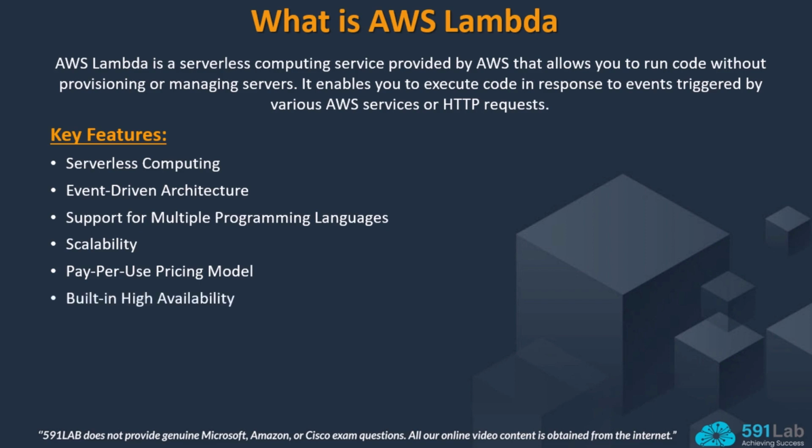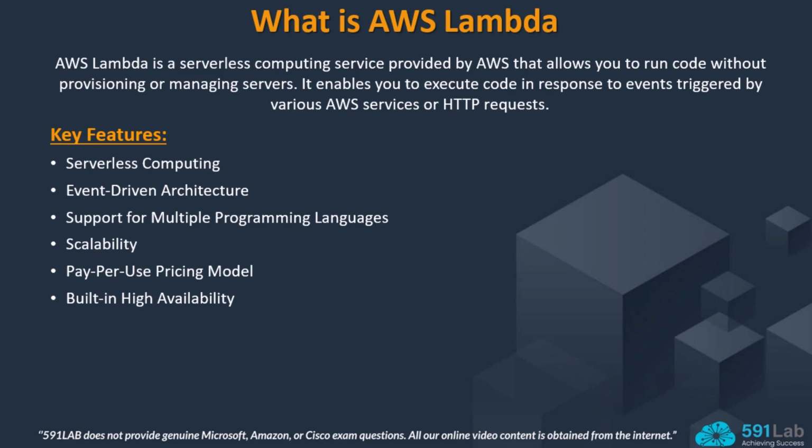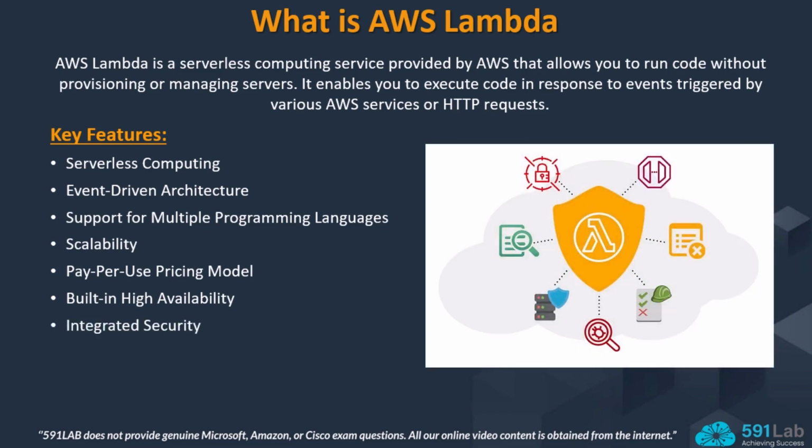Lambda functions are automatically deployed across multiple availability zones within a region for high availability and fault tolerance. AWS manages the infrastructure and ensures that your functions are always available. Lambda functions run within an isolated execution environment with fine-grained identity and access management permissions. You can control access to AWS resources and encrypt data using AWS KMS for enhanced security.